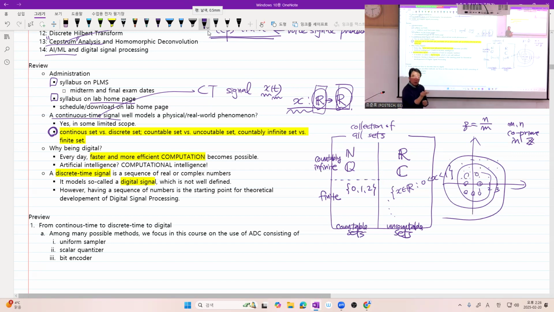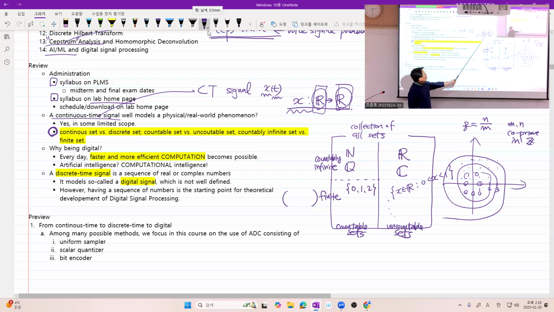And when you count and you can stop at some finite number, then it becomes a countably finite set and simply called a finite set. Got it? So this is very, very important in improving your understanding of everything in engineering and science. So the important thing is like this.